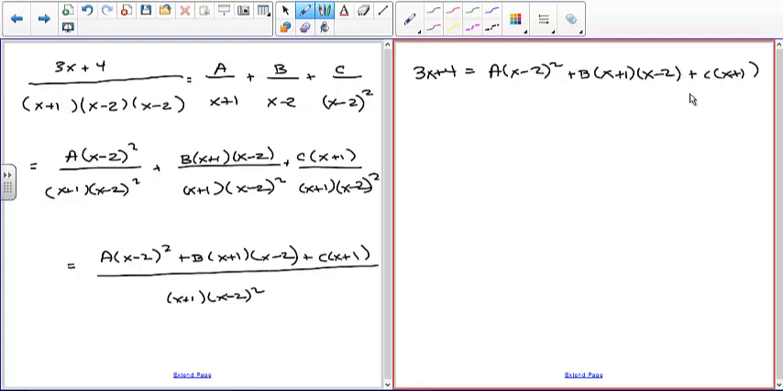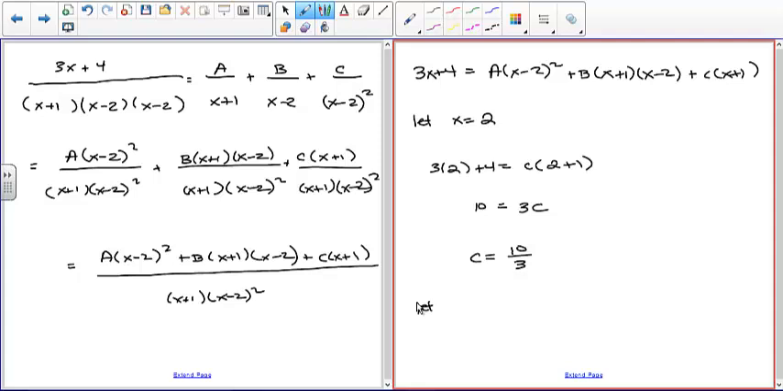So rather than multiply this all out, I think it would be easier. What we'll do is we'll let x equal 2. And what that does is that makes that go to 0, and it makes that go to 0. So the only term that's left is this last term. So we substitute x equals 2 into the left-hand side and into the right-hand side. These two terms, this term goes to 0 and that term goes to 0. So we'll have 6 plus 4 is 10, and we've got 2 plus 1 is 3. So c is equal to 10/3.